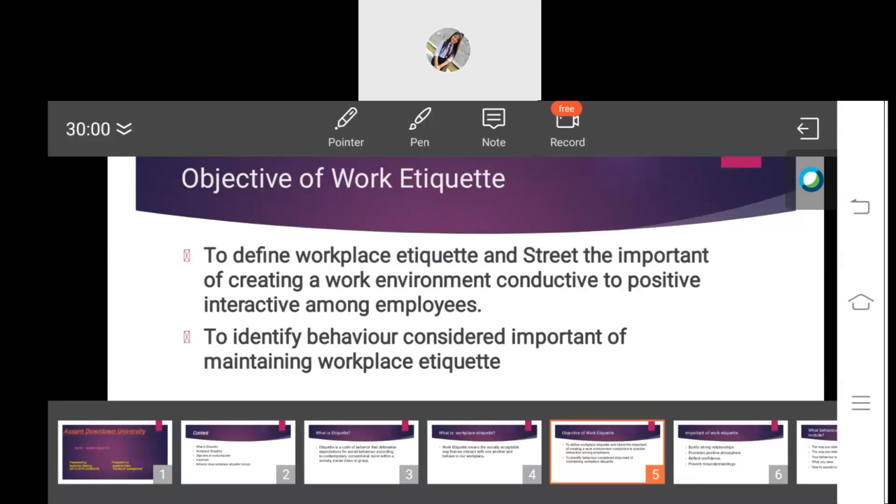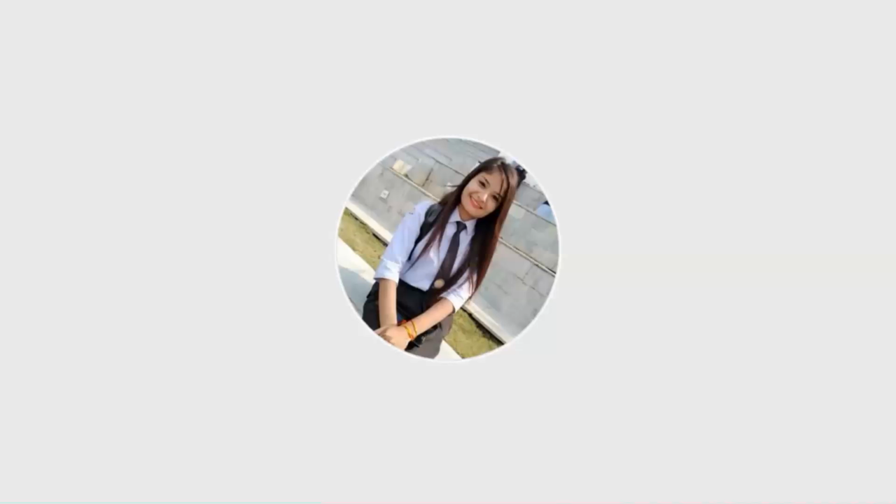And the importance of work etiquette: it builds strong relationships, promotes a positive atmosphere, reflects confidence, and prevents misunderstanding. In simple words, it is important because it creates a professional, mutually respectful atmosphere and improves communication, which helps an office survive as a productive place. People feel better about their jobs when they feel respected, and that translates into better customer relationships as well.